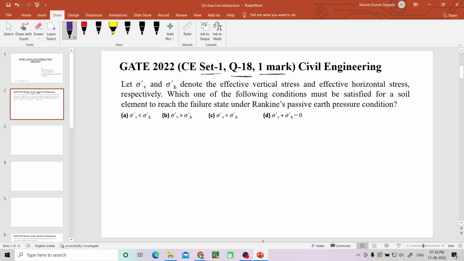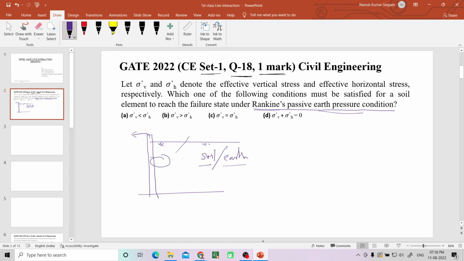We need to see this first, Rankine's passive earth pressure condition. Now, what is earth pressure first? Before Rankine's theory, we need to understand what earth pressure is. Earth pressure generally involves retaining walls. Retaining walls support the soil, which cannot stand on its own. You can call it earth material or soil. The pressure from the soil to the wall, and in turn from the wall to the soil, is between the retaining wall and the soil. That is why it is called earth pressure, because it is finally generated from the earth.